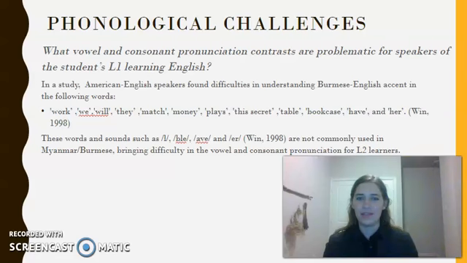American English speakers did find difficulties in understanding Burmese English accents in the words listed here. That is also due to phonological differences in the Burmese language, and so the challenge is we want ELL students to be understood and to be able to convey the knowledge that they have and relay it in the target language.